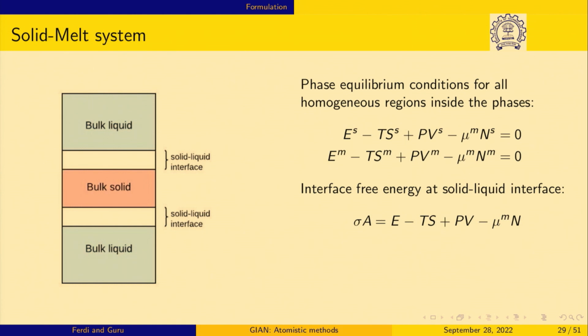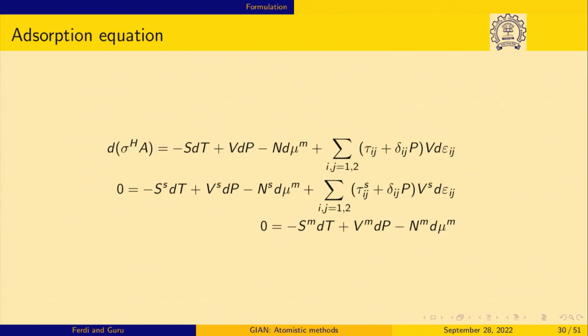E_s is T_s minus PV plus mu n, etcetera. I have just brought it to one side, and the interface free energy at the solid liquid interface will be given by this expression. And you can write the adsorption equation. Remember that had always been the interest, to write an adsorption equation in differential form, which tells you if you change temperature so much, what is the change in interfacial free energy and so on. So, that has been the aim, and you can do the same thing.